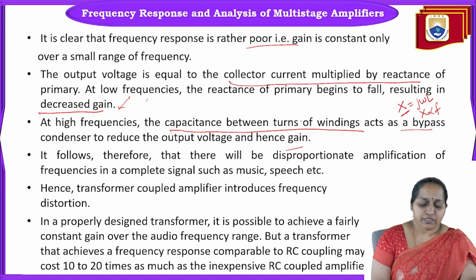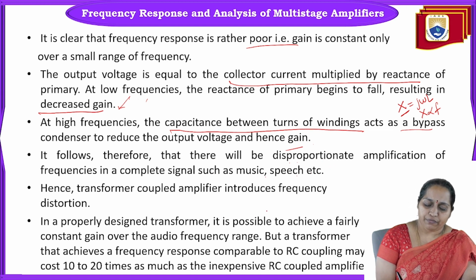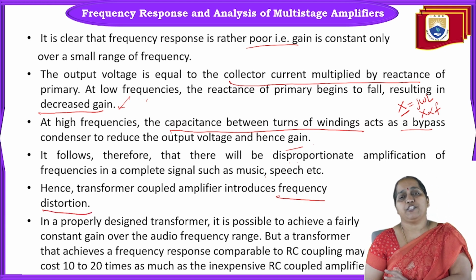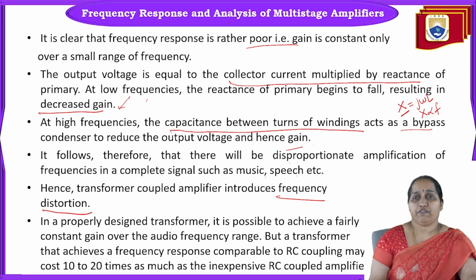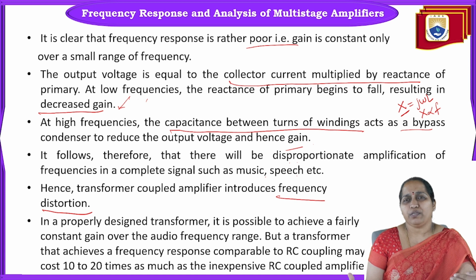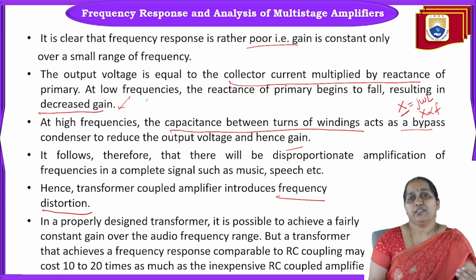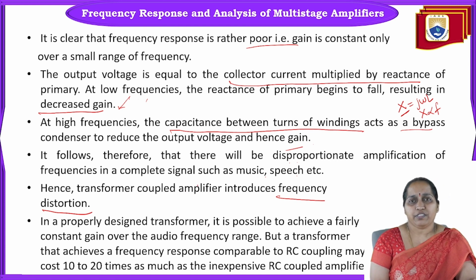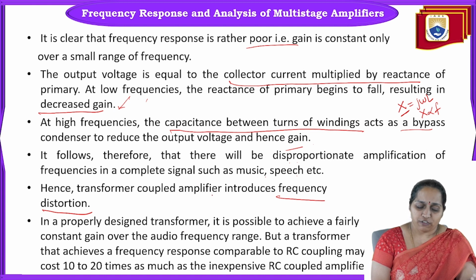So even at lower frequencies it is offering low gain, and at higher frequencies also it is offering low gain. It follows therefore that there will be disproportionate amplification of the frequencies in a complete signal such as music, speech, etc. So the transformer coupled amplifier introduces frequency distortion. Why are we saying that transformer coupled amplifiers introduce frequency distortion? Because there is no proper proportion according to which the frequency components are being amplified. So, different frequencies are amplified by different amounts, and we say that the transformer coupled amplifier introduces frequency distortion.